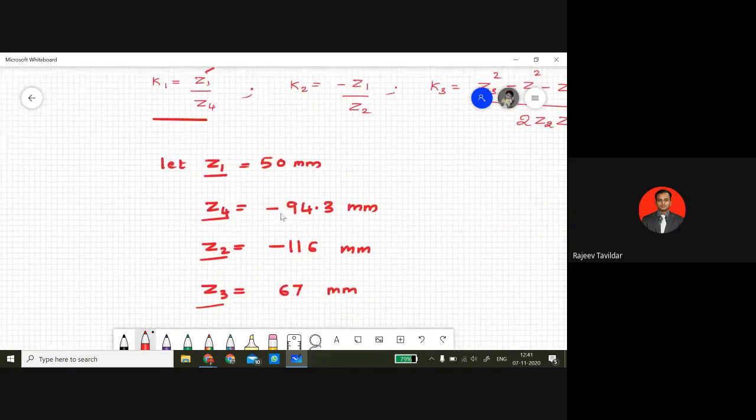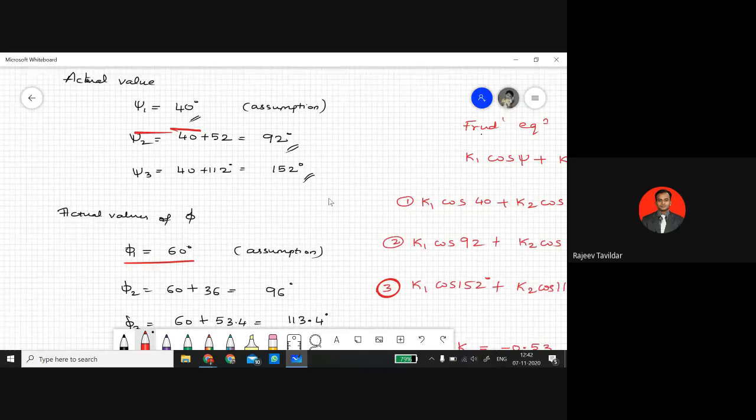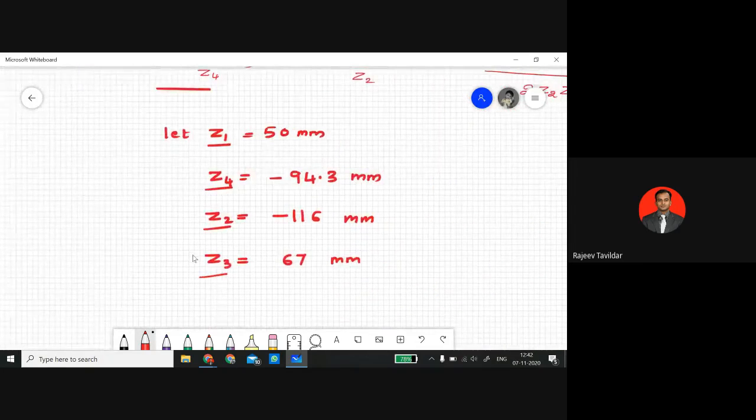But if you want to ensure that these do not have any negative values, then as I said, in this assumption, wherein you assumed psi 1 as 40 and phi 1 as 60, you can just ensure that the value of psi 1 is greater than phi 1. So if you solve it using that, all the values at the end will be positive. If you want, you can try it out. Instead of this 40, make this 100. If you assume phi 1 as 100 and psi 1 as 60, then all your final answers of Z will automatically come as positive. But right now, even this is still a correct answer.